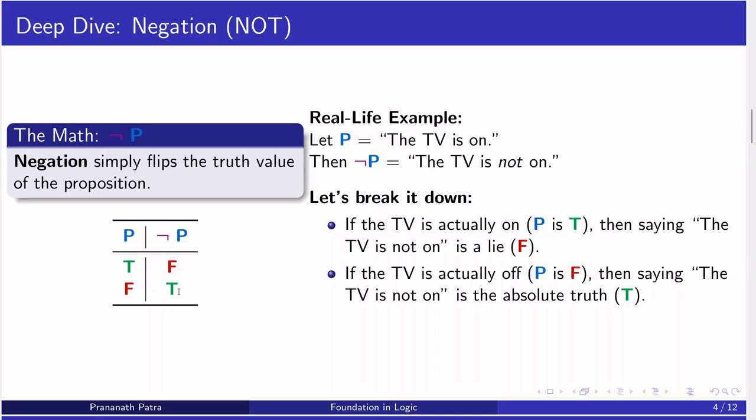Let's make it concrete. Say P is the statement, "The TV is on." Then not P is, "The TV is not on." Now, if the TV really is on, and I say the TV is not on, I'm lying. That's false. But if the TV really is off, and I say the TV is not on, I'm telling the absolute truth. That's true. Simple, right? Negation is your logical way of saying the opposite of that. Keep this in your toolkit. You'll use it constantly.